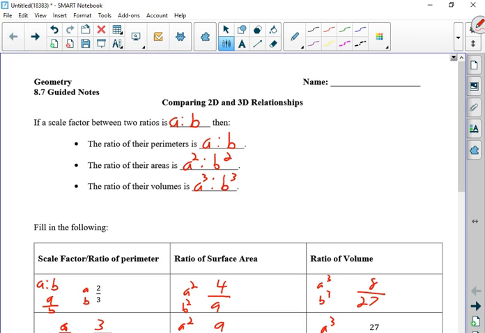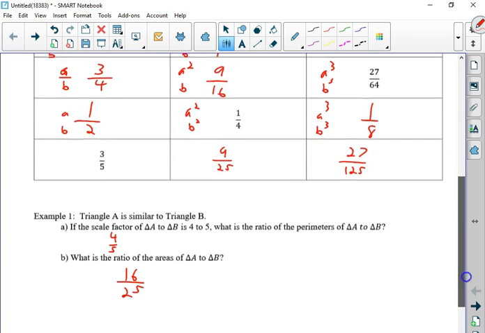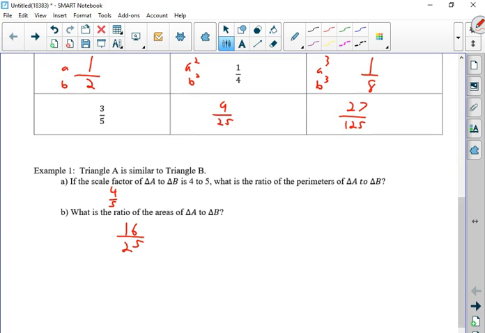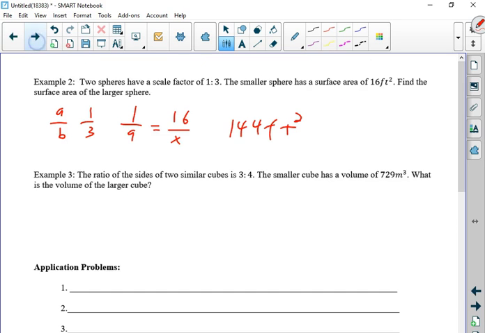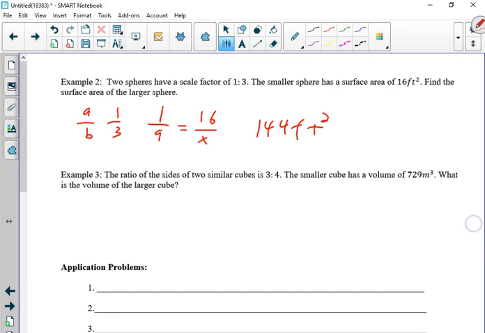Hey, remember, did I go back and label the previous one? Oh, it was just the ratio. Okay. Make sure I was on track.